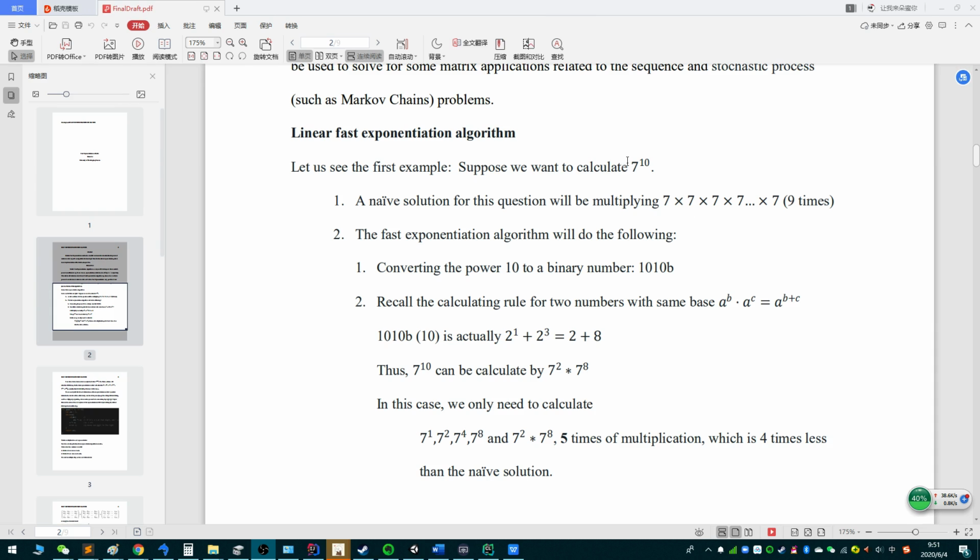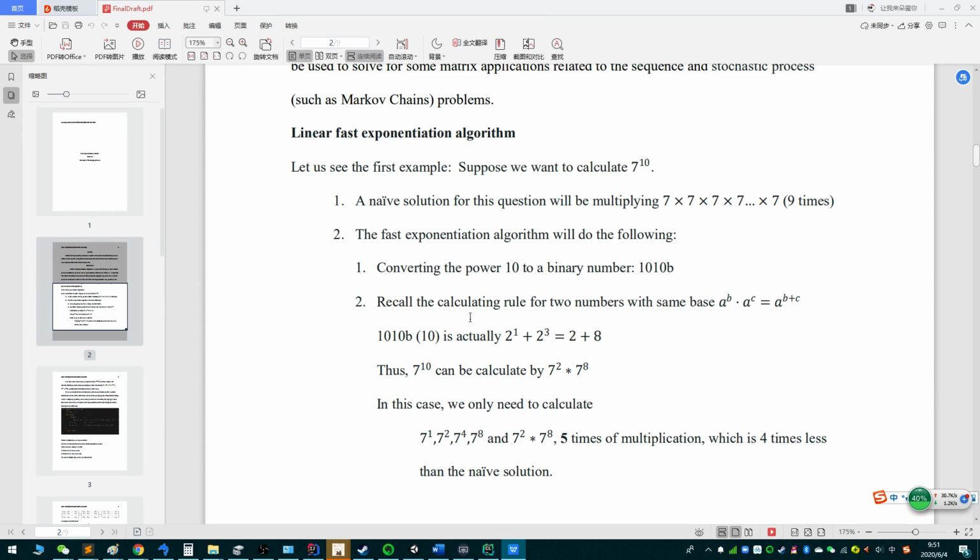Let's say we want to calculate 7 to the 10th power. And the naive solution will be just multiplying 7 by 9 times. And the fast exponentiation algorithm will do the following things. First, it's converting the power, 10, to a binary number, which is 1010.